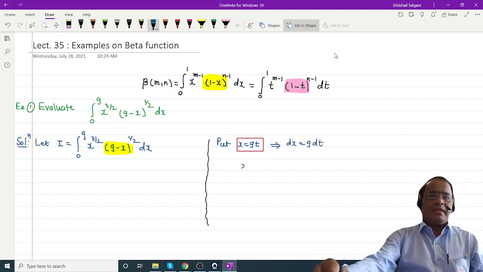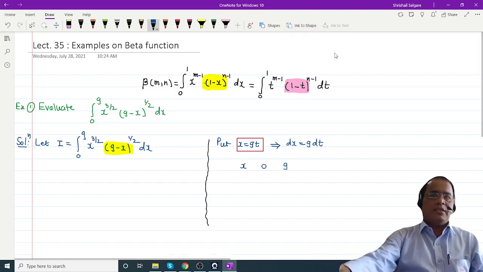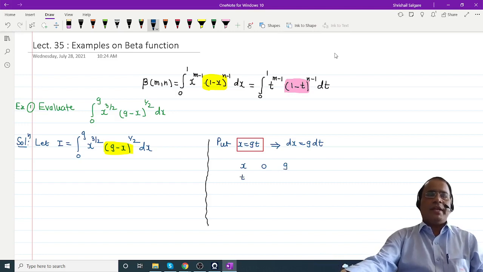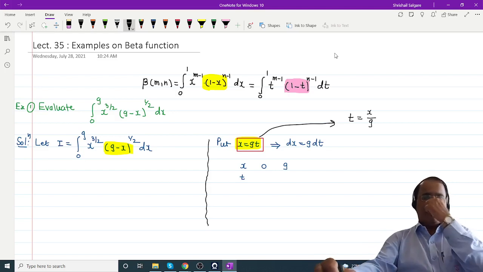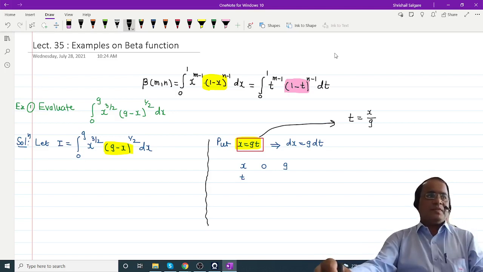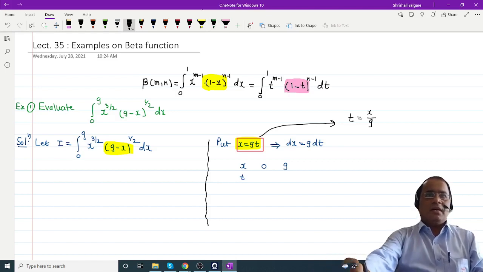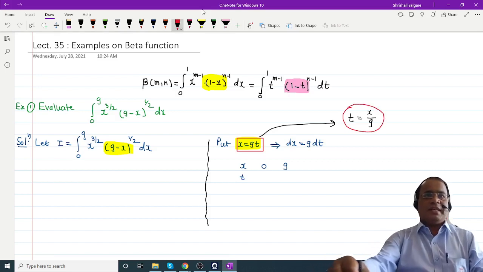Now the given limits for x are 0 and 9. Now the new limits for t. In this substitution, the same expression if required, I will write t is equal to x by 9. So if you substitute x is equal to 0, what is t? Now Shivani, you tell. You were absent yesterday, but this is your substitution. In this substitution, if x is equal to 0, then what is t? That is my question.